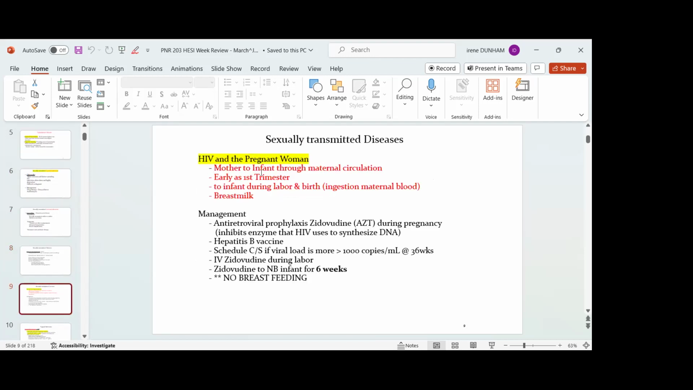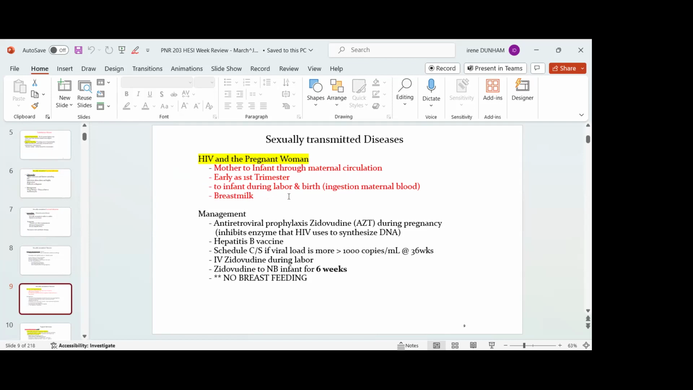Now, HIV in the pregnant woman. HESI likes to put on at least one question about HIV in the pregnant lady, okay? And so we know that from mother to infant, it goes through maternal circulation, as early as the first trimester. So we want to get these mothers in and start treating them so that we can help the baby.